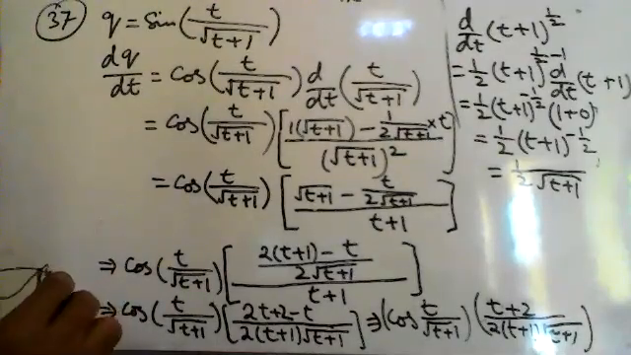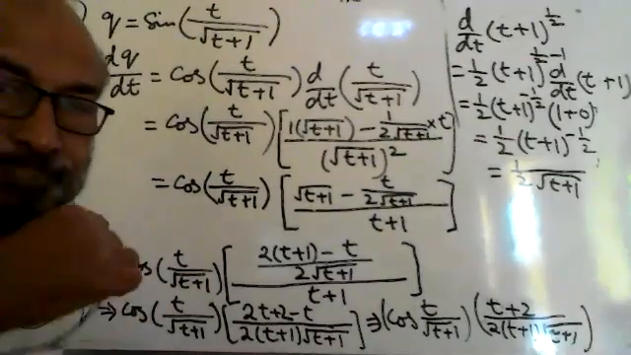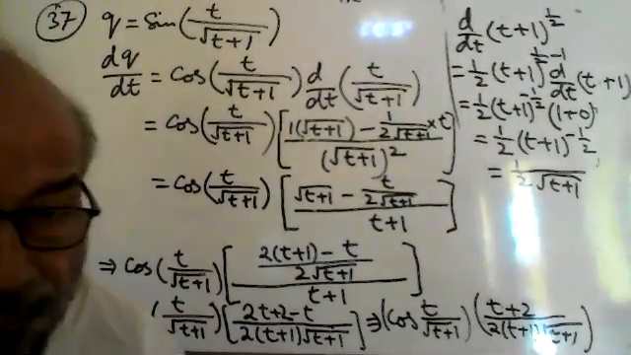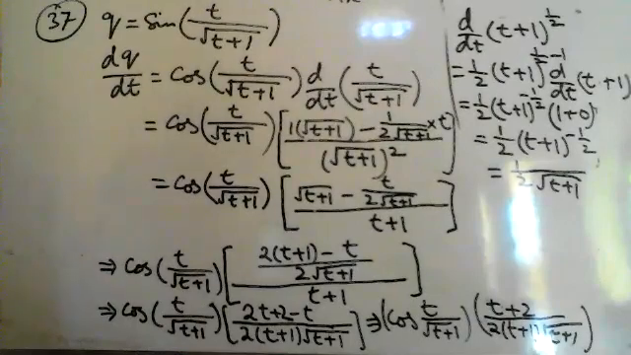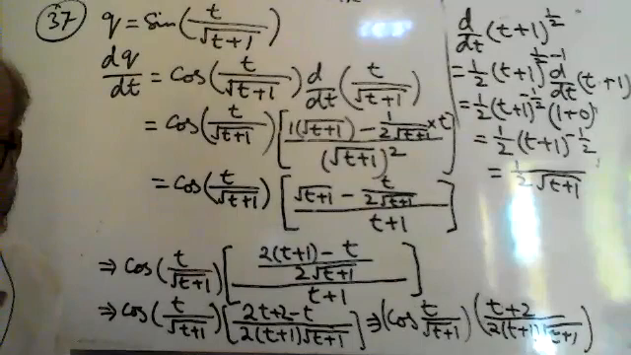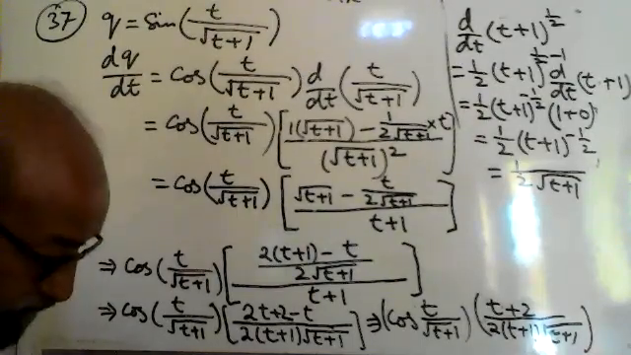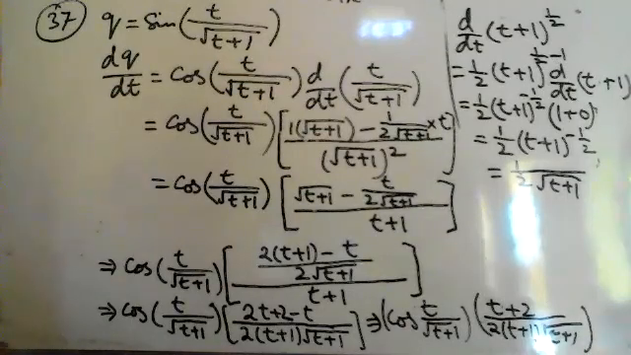So this is the final answer. That was question number 37. Ahmad Mirza 63254. So in this way, we will do this. This is the chain rule. This is the chain rule.